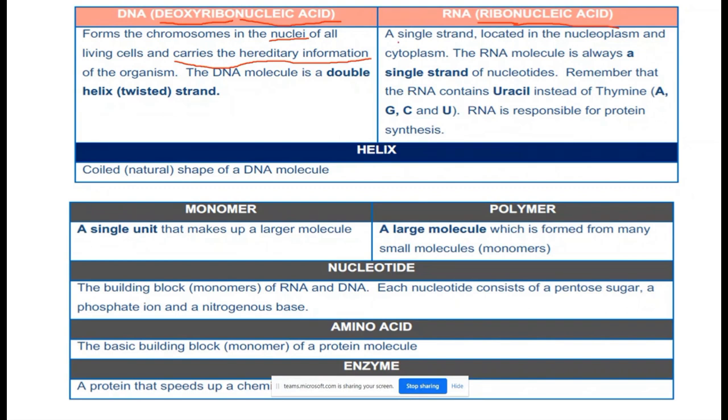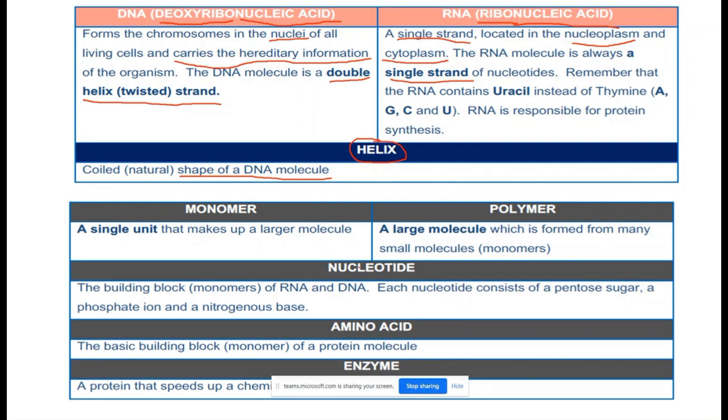RNA, it is always a single strand. There you can see, compared to DNA, it is a double helix. It is located in the nucleoplasm, meaning you find it in the nucleus and in the cytoplasm. And it is always a single strand. And later on, we will see what the bases are. If we look at the shape of DNA, it's a natural shape. The natural shape of DNA is called a helix or a DNA helix.